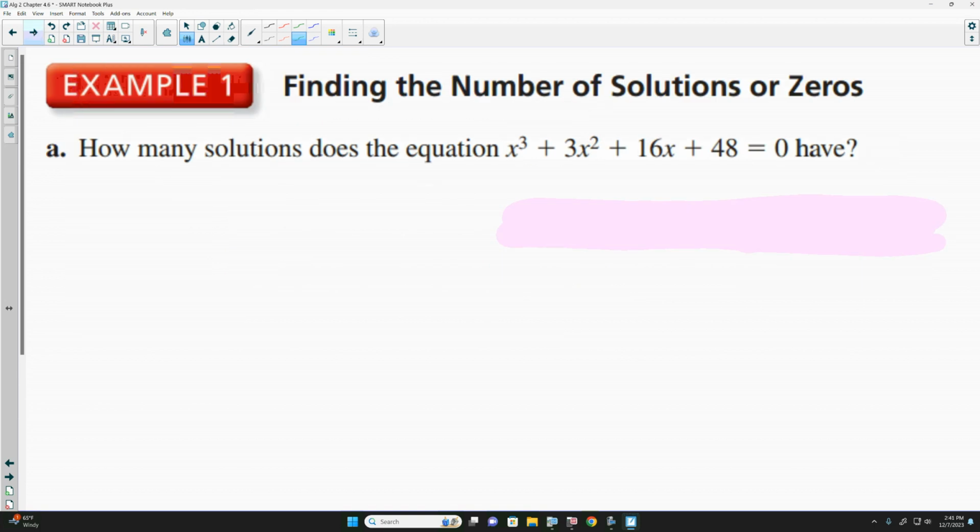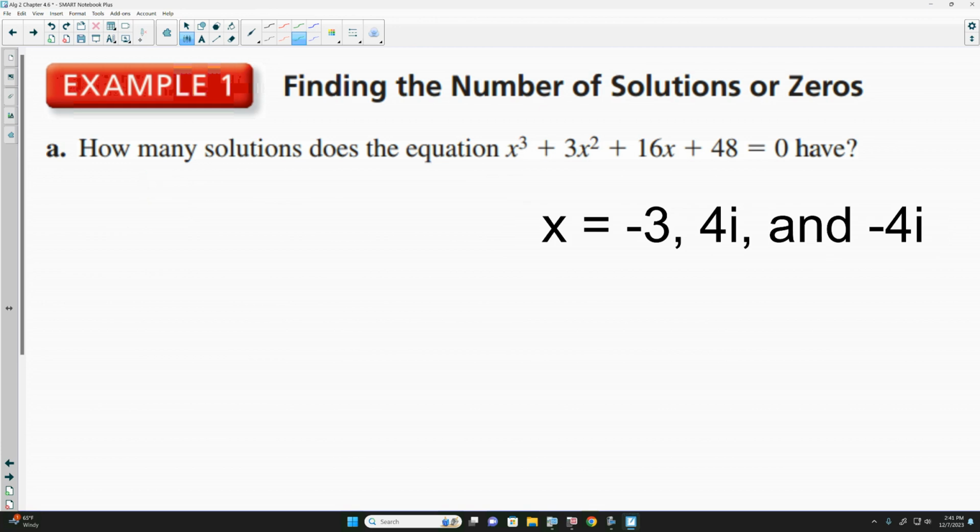Well, looking at this here, what is the degree of this function? Degree is 3. So how many solutions does this have? That's 3. Incidentally, the solutions are -3, 4i, and -4i. But the main answer is that there are 3 solutions.